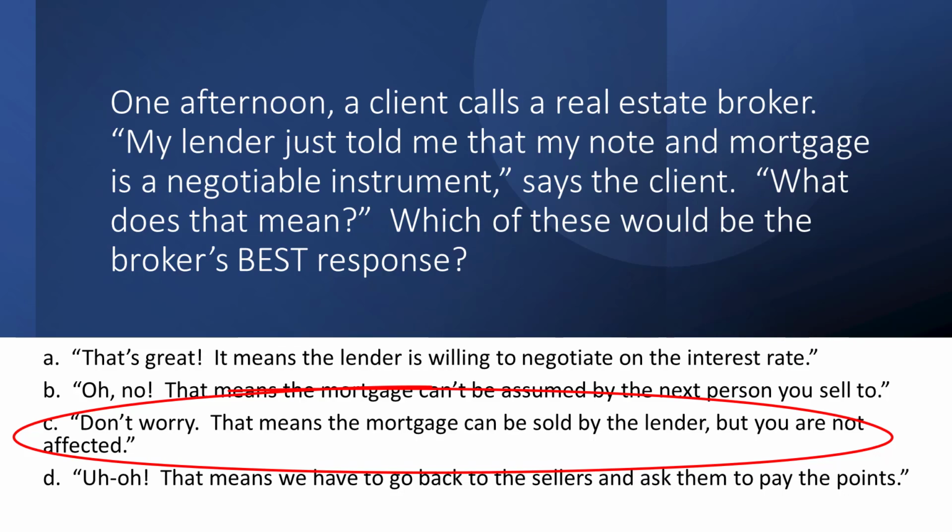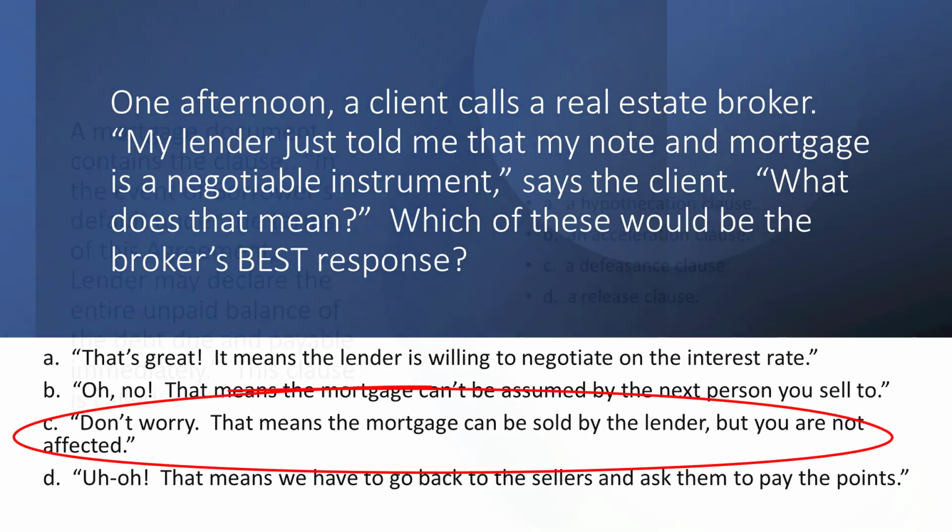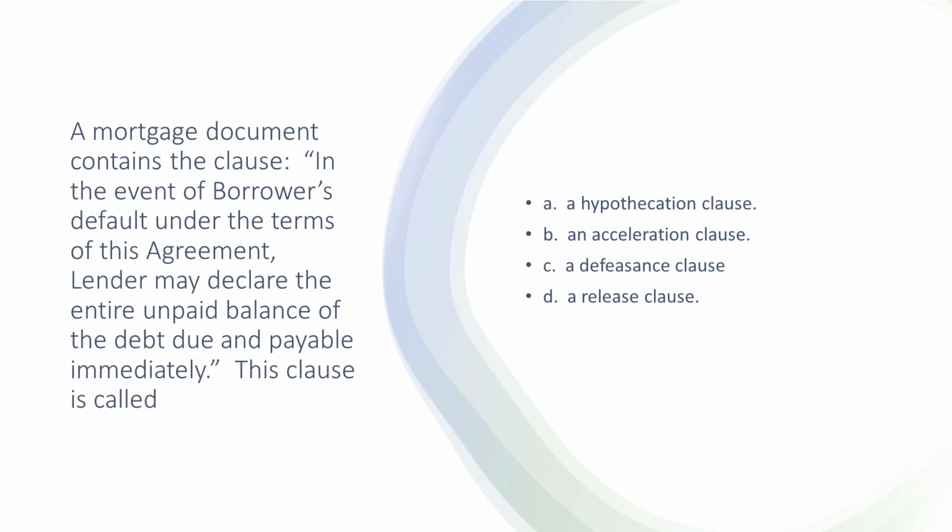Moving on to our next question, question number 5. A mortgage document contains the clause, "In the event of borrower's default under the terms of this agreement, lender may declare the entire unpaid balance of the debt due and payable immediately." This is called A, hypothecation clause, B, an acceleration clause, C, a defeasance clause, or D, a release clause.